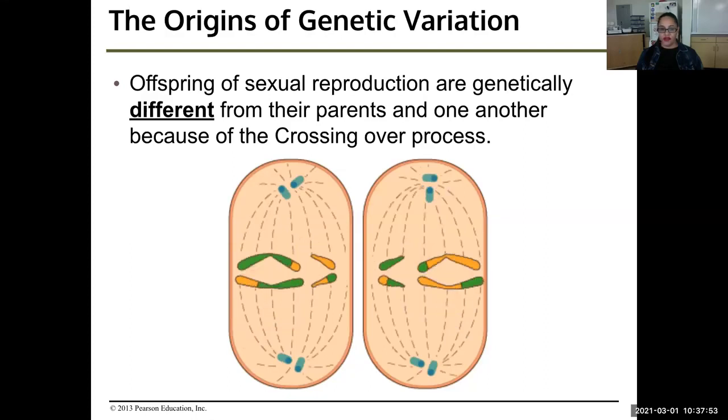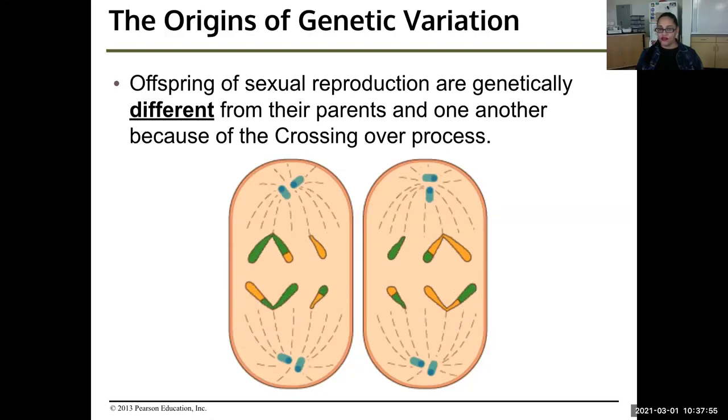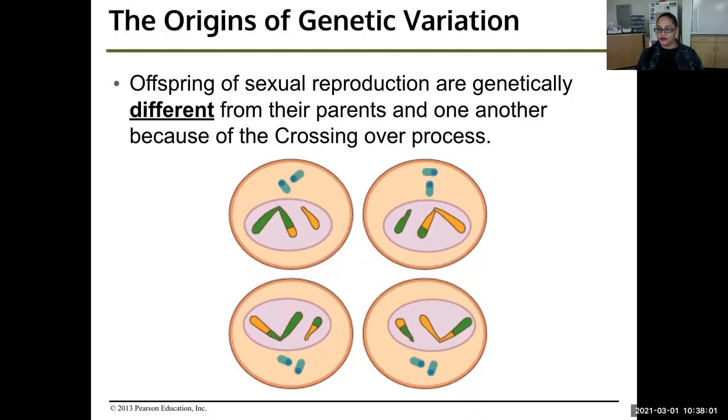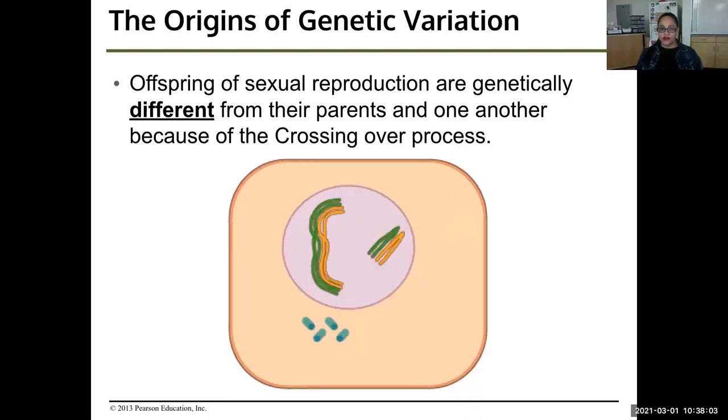And the GIF is meiosis in a nutshell, crossing over and all. And you can see the ending, the last 4 gametes are all unique. They all have different combinations of that green and yellow.